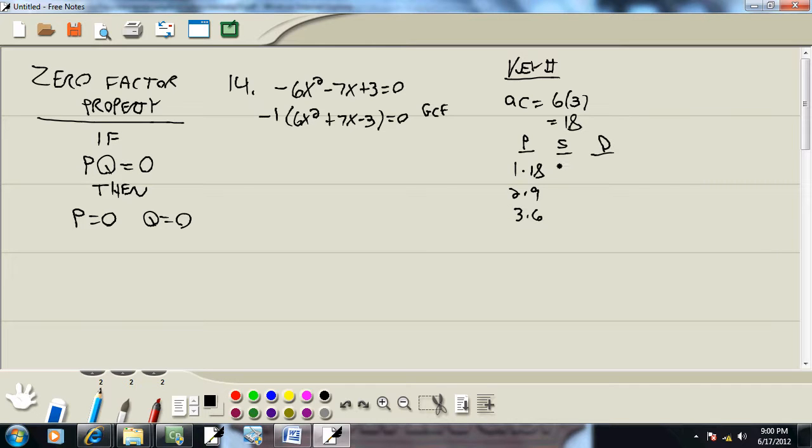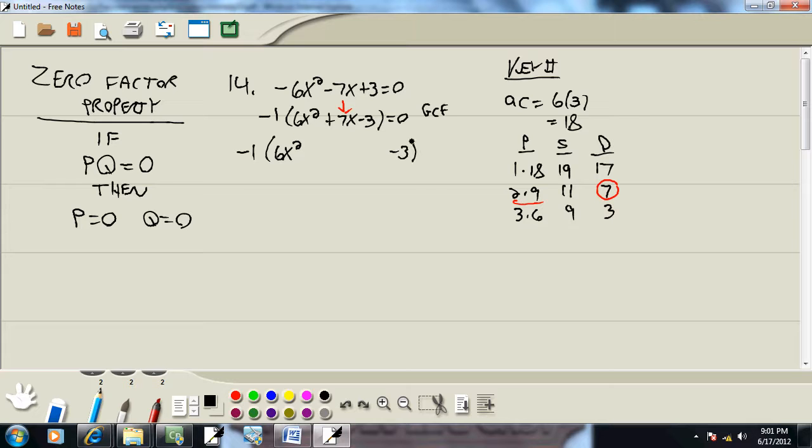We've got 1 times 18, 2 times 9, 3 times 6. In the sum column, we add those together: 1 plus 18 is 19, 2 plus 9 is 11, 3 plus 6 is 9. In the difference column, we subtract them: 18 minus 1 is 17, 9 minus 2 is 7, 6 minus 3 is 3. The number we're looking for is the number in our middle term, which is the 7. So I'm going to use 2 and 9. The negative 1 doesn't change anything, it just keeps carrying down.